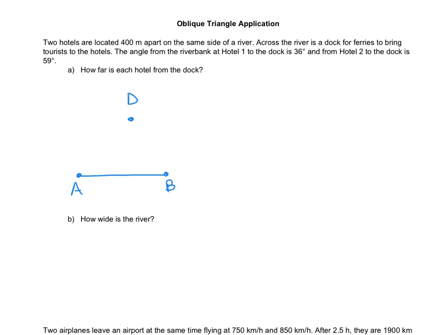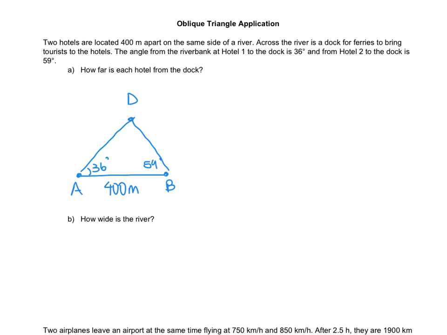The angle from the riverbank at Hotel 1 to the dock is 36 degrees. So let's say this is Hotel 1. And from Hotel 2 to the dock is 59 degrees. So this is 59. How far is each hotel from the dock? Which means we are trying to solve for this side length to see how far Hotel 1 is to the dock, and this side length to see how far Hotel B is to the dock, or Hotel 2 is to the dock. And I forgot to label that the two hotels are 400 meters apart.